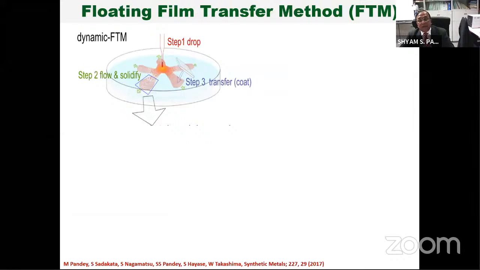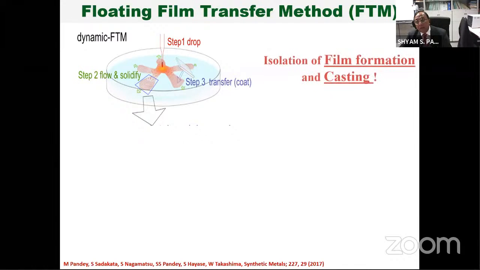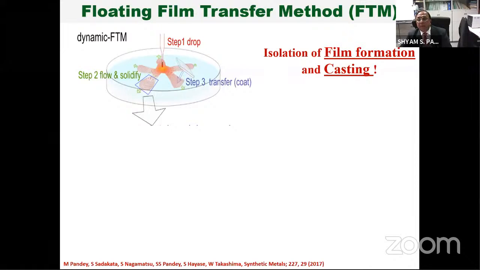For example, we take a petri dish with some solvent, say for example, alcohols or ethylene glycol. So this works like a liquid substrate. Onto this, we put a drop of semiconductor solution, say for example, soluble in chloroform. These two solvents don't mix, and when we put a drop, it spreads. And when the solvent evaporates, a solid film floats on the liquid substrate, and this can be transferred easily. So the beauty of this method is the isolation of film formation and casting. We transfer a solid film, so there is no detrimental effect, mechanical, chemical, or compositional damage.